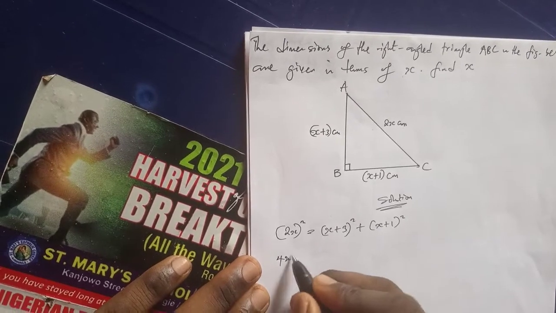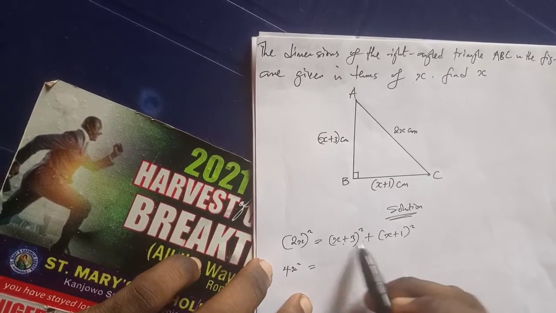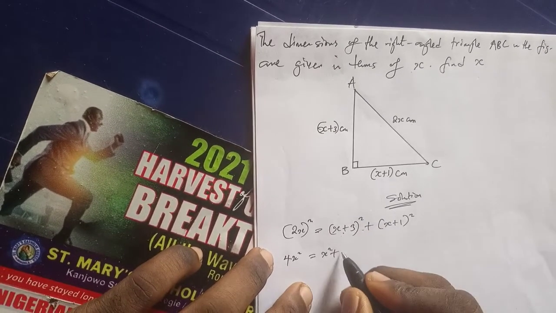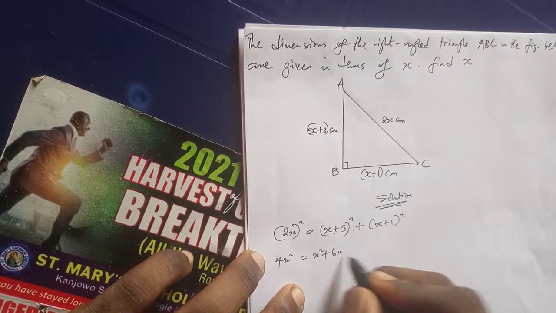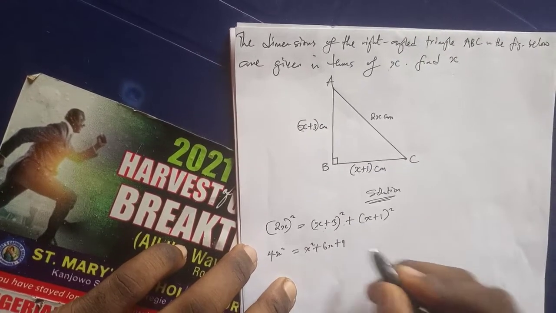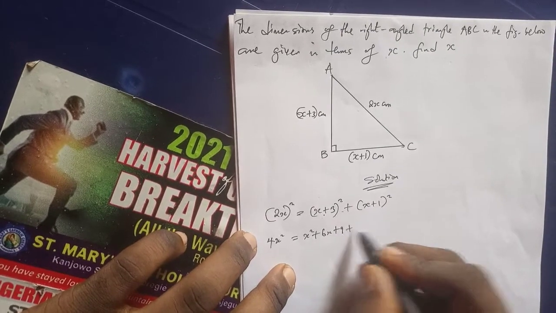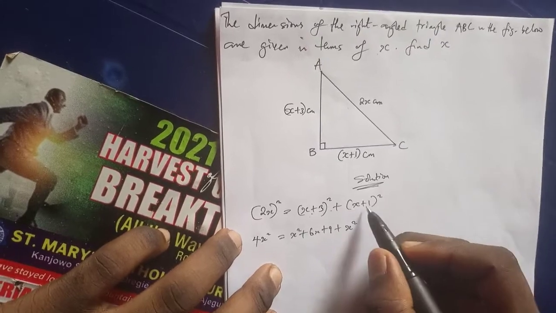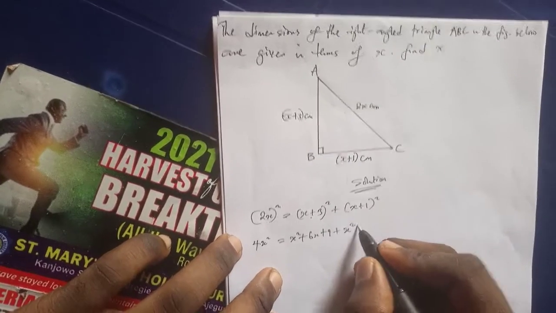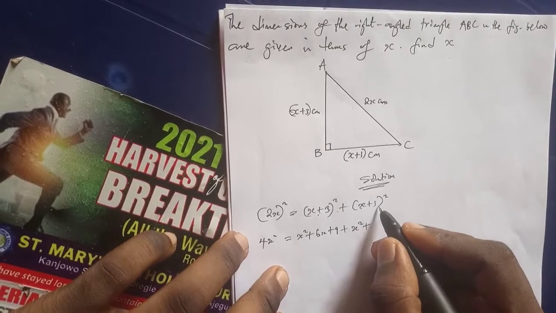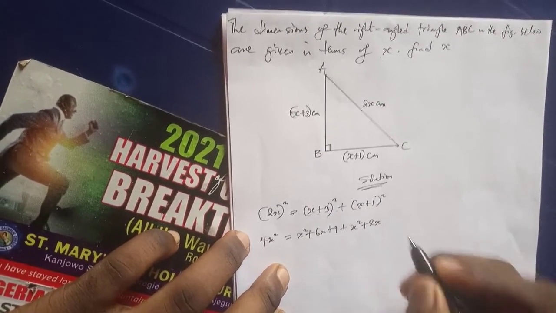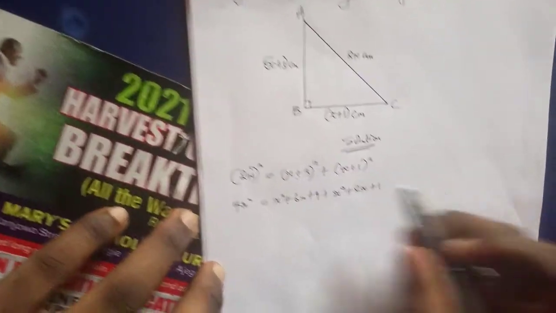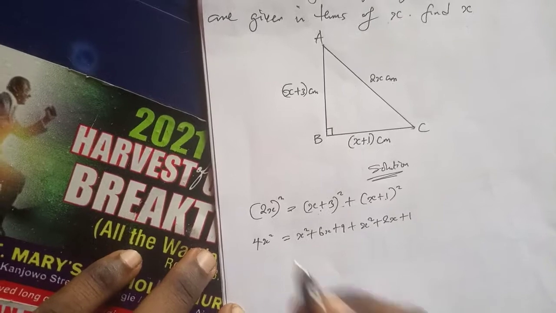4x squared being equal to, now expanding this, I will have x squared plus 6x plus 9, that's 3 raised to the power 2, 9, plus here I'll have x squared, then I'll have plus 1x plus 1x, that's 2x, plus 1. Then you can try that yourself, but it should probably give you this.